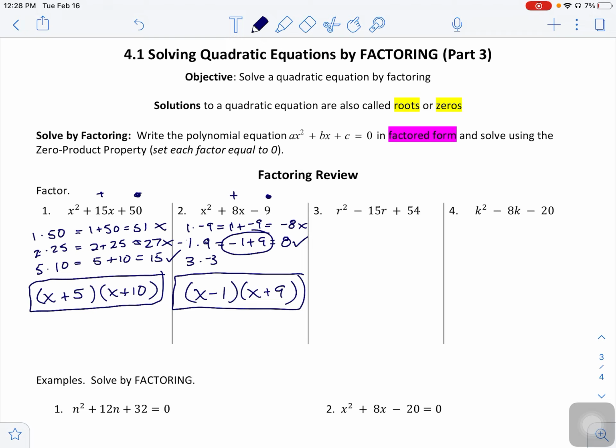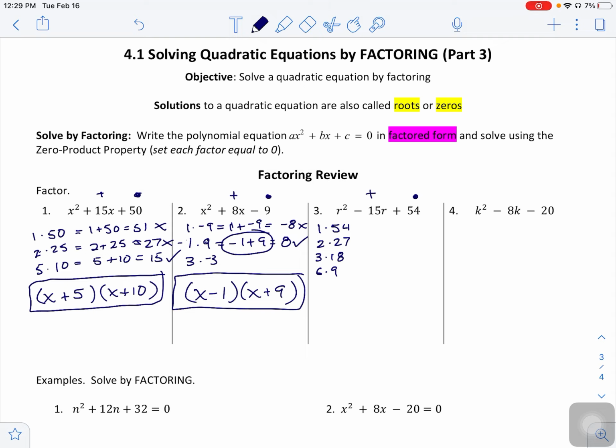For the next one, we want to multiply to get 54 and add to get a negative 15. So 1 and 54, 2 and 27, 3 and 18, and then 5, nope, 6 and 9. Remember, if you want to add to get a negative, you either need two positive or two negative numbers. So the negative of each of these also works.